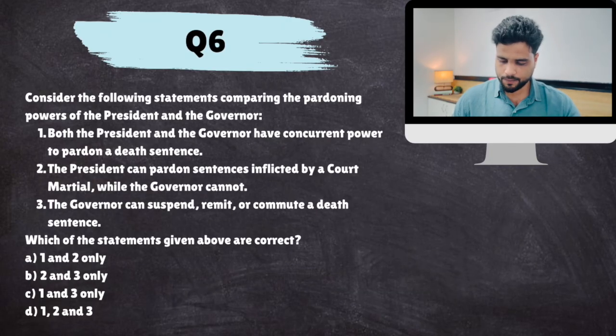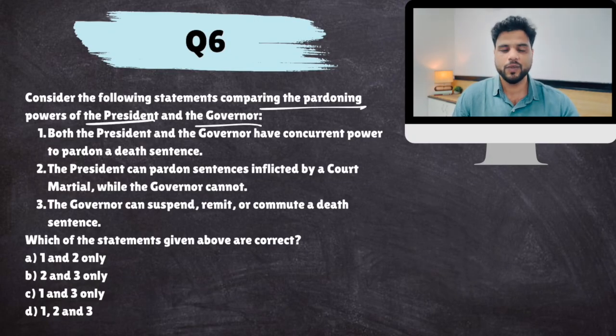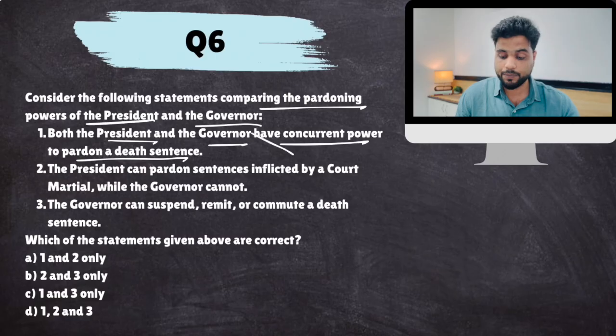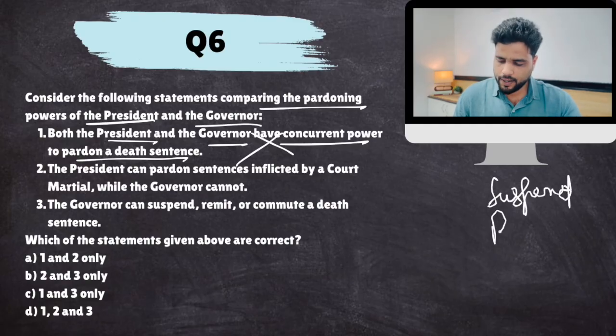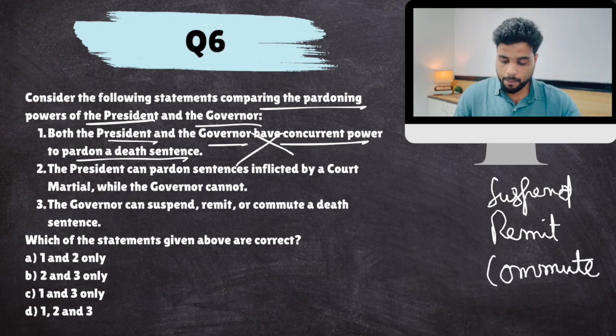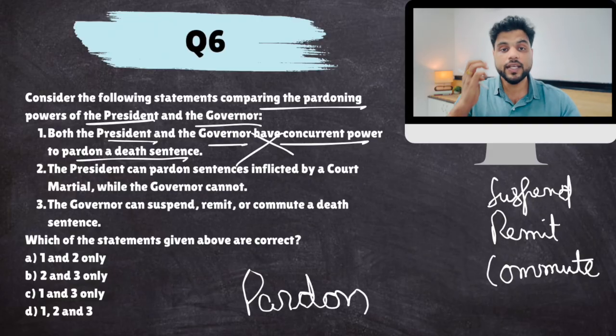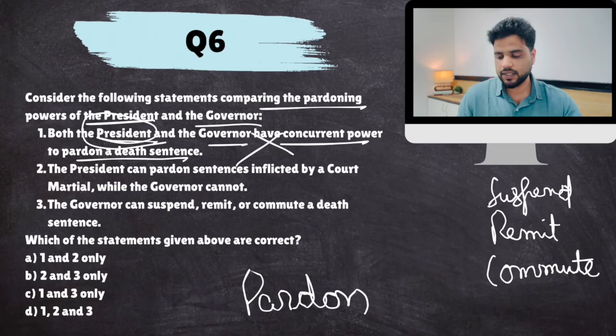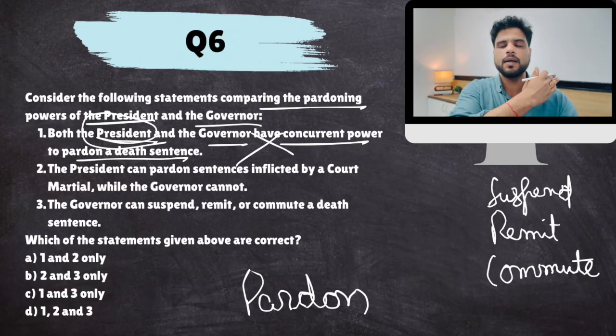Right? Next. Consider the following statements comparing the pardoning powers of the president and the governor. Both the president and governor have concurrent powers to pardon a death sentence. This is absolutely false. Remember this. Both president and governor can suspend, remit, commute a death sentence. But pardoning a death sentence is only the job of the president. The governor can suspend, remit, commute, but not pardon a death sentence. Okay, this is very important. Pardon means completely finishing the case. The governor cannot do it.